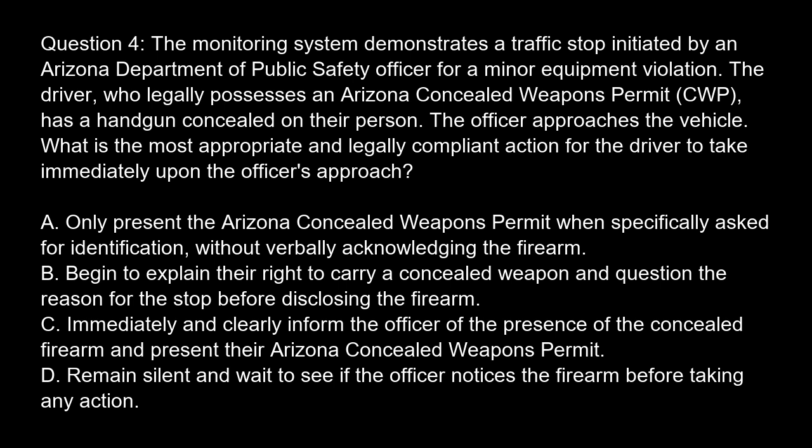Option A. Only present the Arizona Concealed Weapons Permit when specifically asked for identification, without verbally acknowledging the firearm. Option B. Begin to explain their right to carry a concealed weapon and question the reason for the stop before disclosing the firearm. Option C. Immediately and clearly inform the officer of the presence of the concealed firearm and present their Arizona Concealed Weapons Permit. Option D. Remain silent and wait to see if the officer notices the firearm before taking any action.